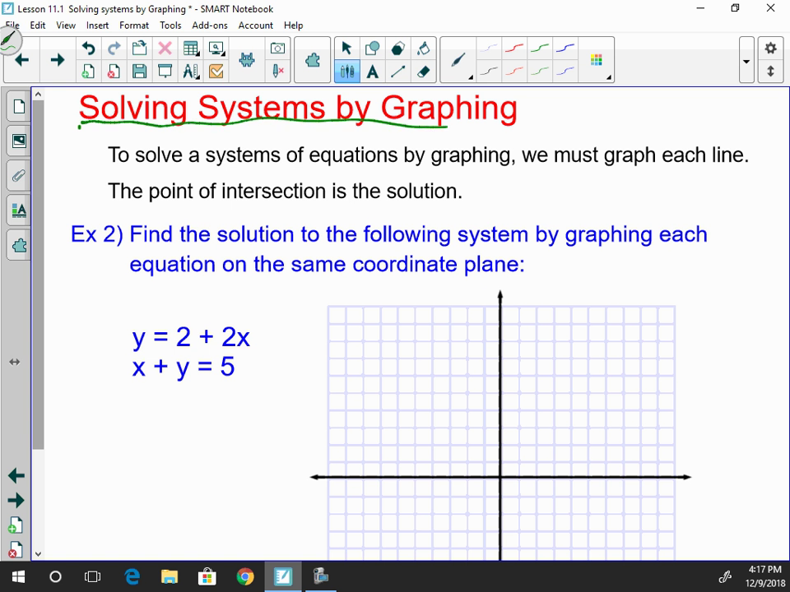All right, solving systems by graphing. This is the method that we're focusing on today. So this is very straightforward. To solve systems of equations by graphing, we must graph each line. The point of intersection is a solution. Remember, you need to report out what that is. You can't just graph both lines and then leave it like that. You have to tell me that that's the intersection point.